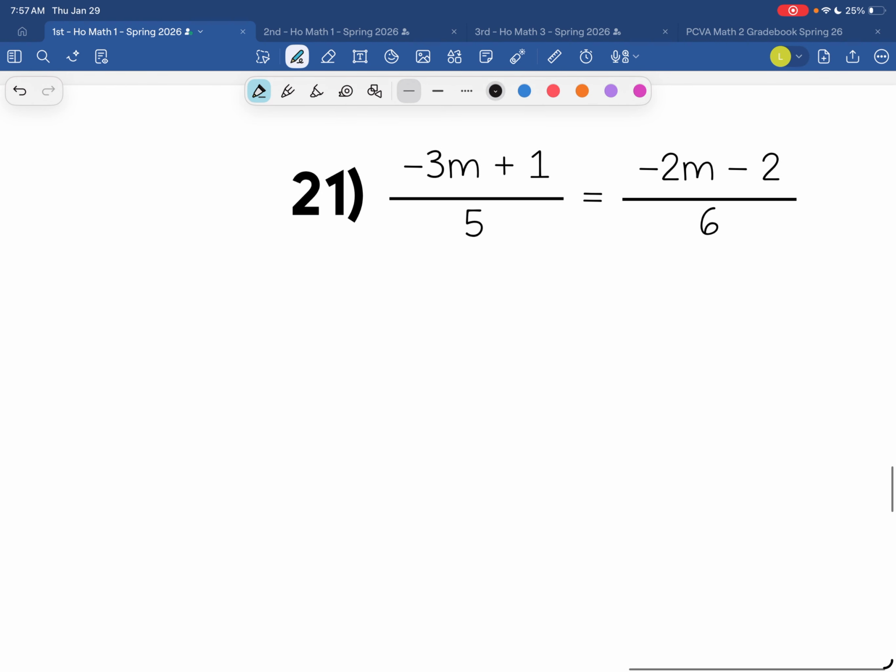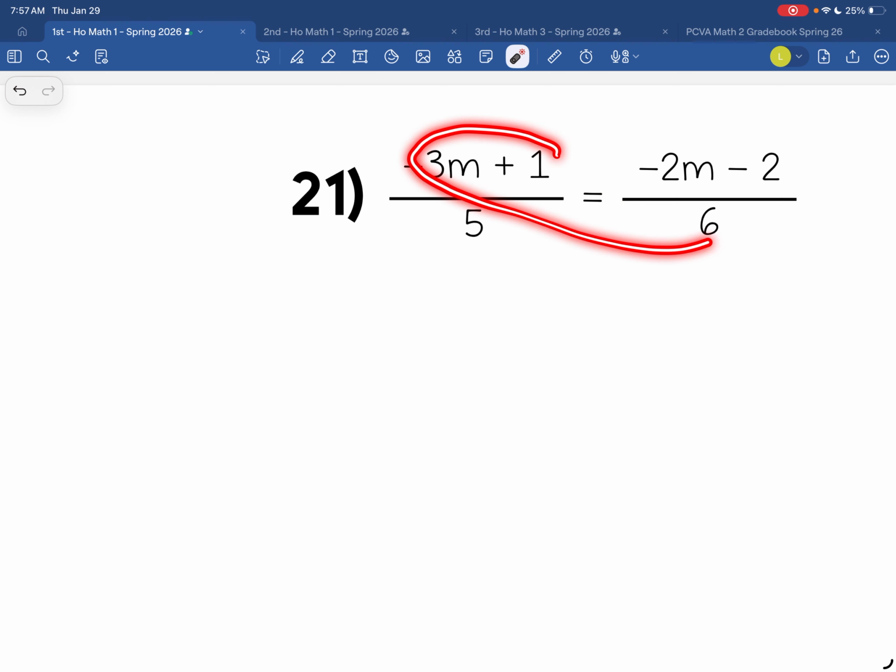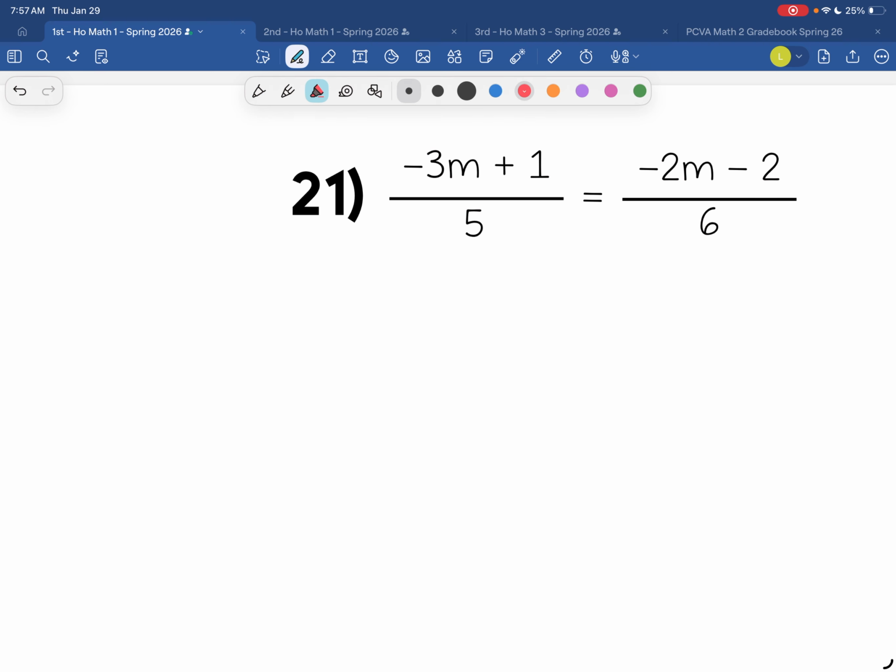All right, so for number 21, you can see that this one actually has a fraction on both sides. Now, I'm not sure how many of you remember, but when we have an equal sign and we have a fraction, you used to do proportions. And basically what we would do is we would cross multiply in order to get rid of those fractions. So we are going to do the exact same thing here.